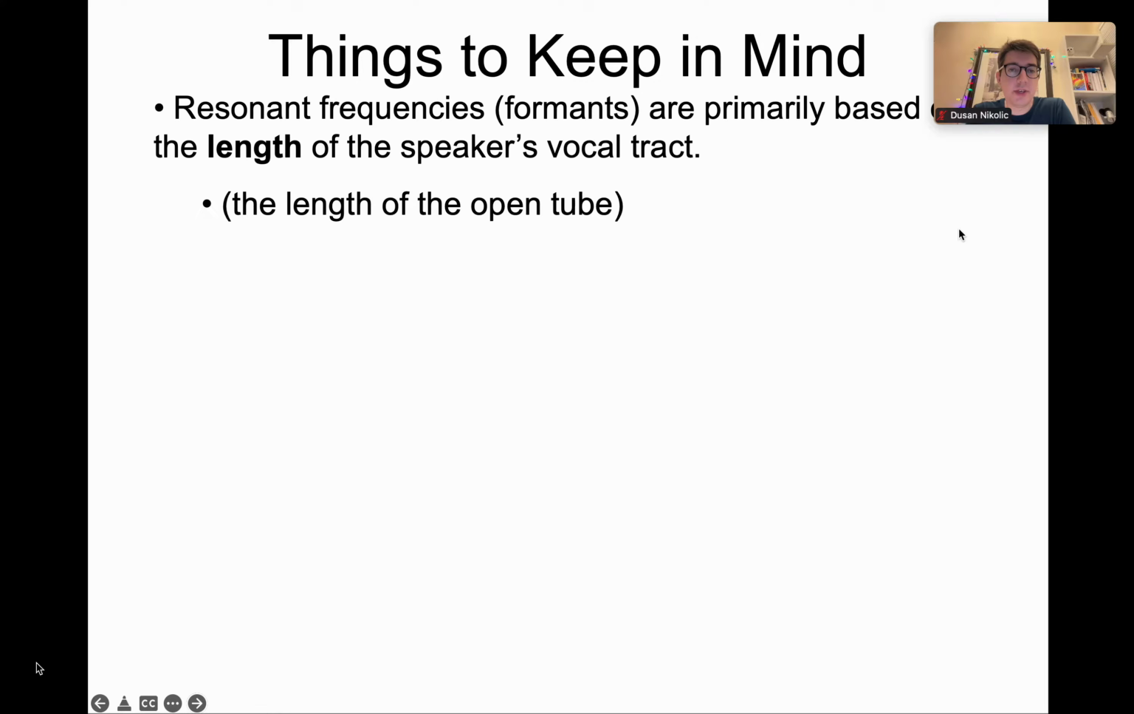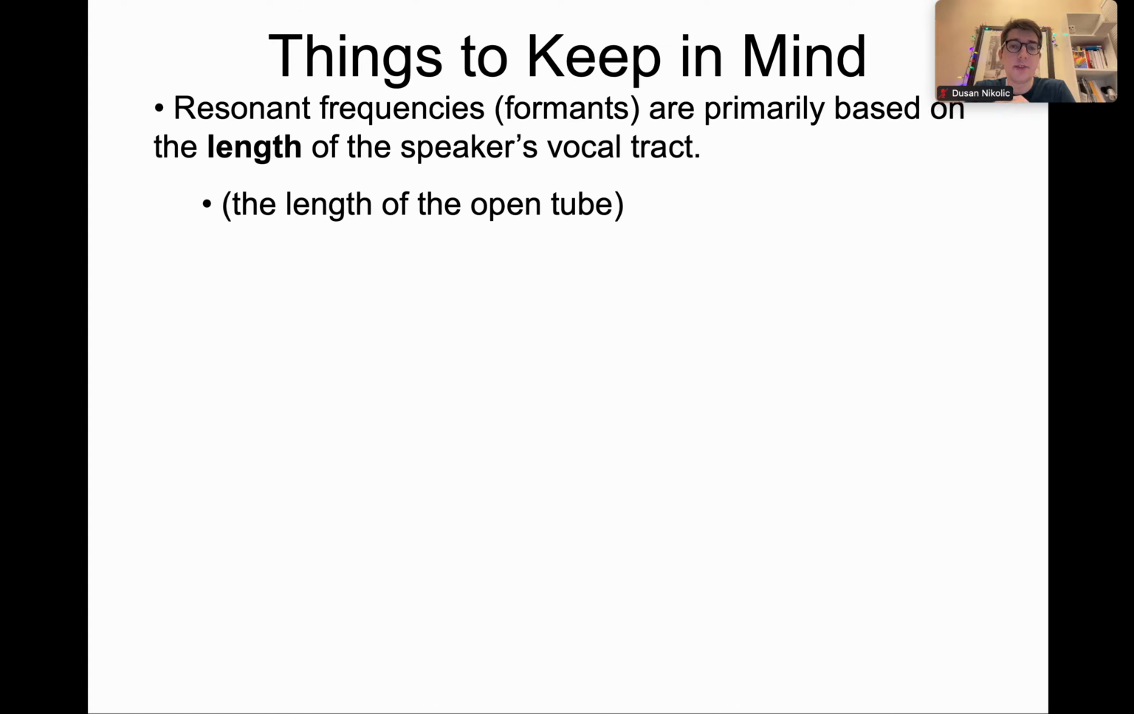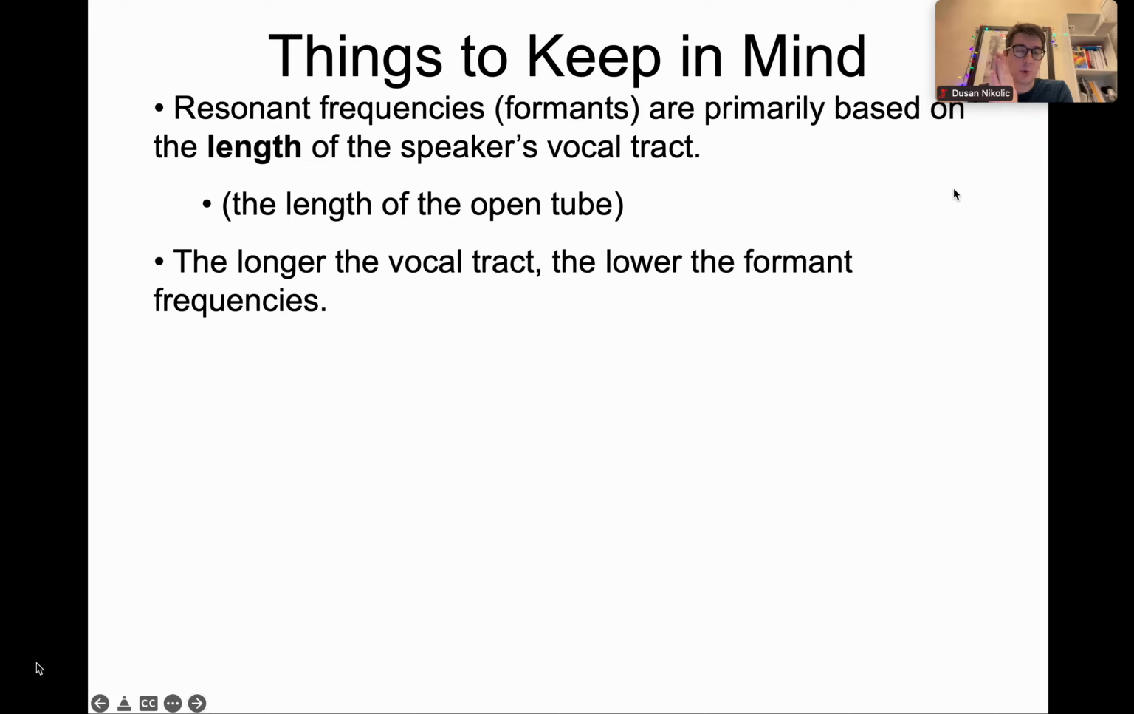And there are a couple of things to keep in mind, and the first one that we repeated many times, especially in classes, is that resonant frequencies are primarily based on the length of the speaker's vocal tract, that is the length of the open tube, right? Our vocal tract is an open tube, and the length of the vocal tract will influence the resonant frequencies, which are called formants, right? We've seen how we can measure, for example, F1, F2, and so on and so forth. The longer the vocal tract, the lower the formant frequencies, right? It just needs more time for the standing wave to resonate, and that's basically it, right?